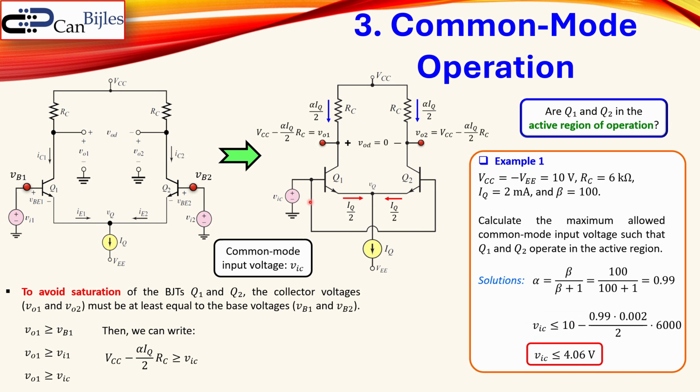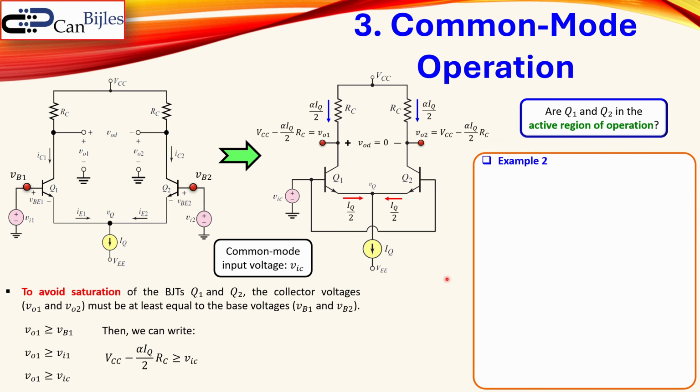That means VIC is not allowed to go above this value, because if you enter 4.1 or 4.2, for example, you will get a non-linear action, and that means you will also enter the saturation region of operation. So this is the maximum allowed VIC for this situation, for this circuit.